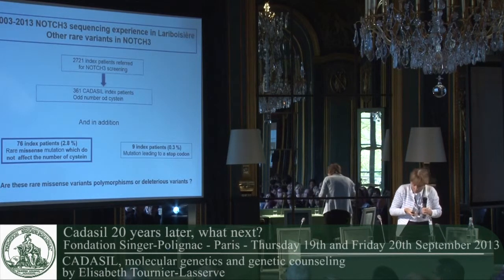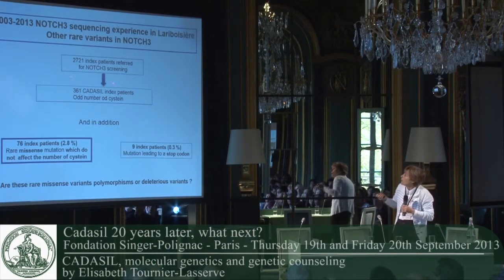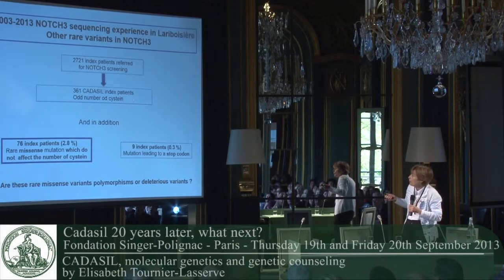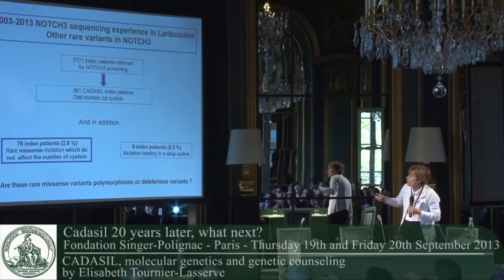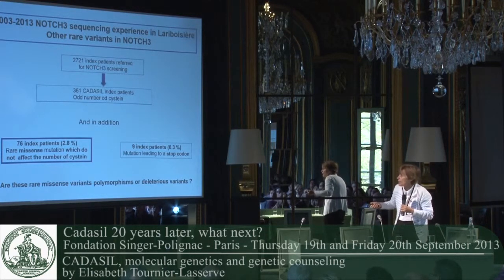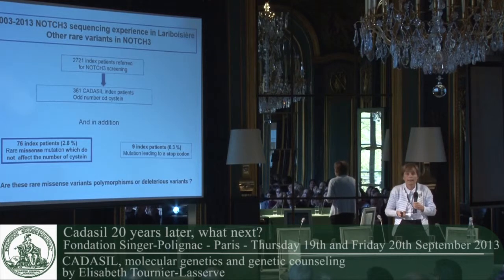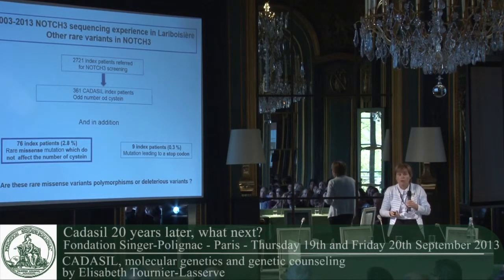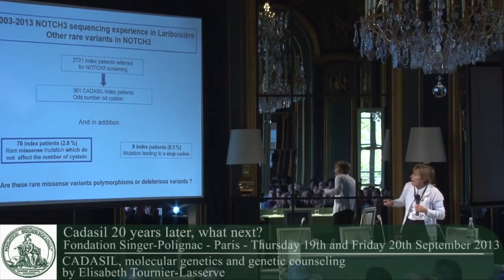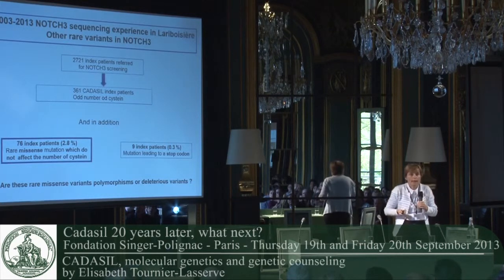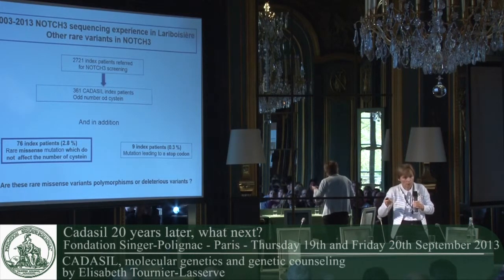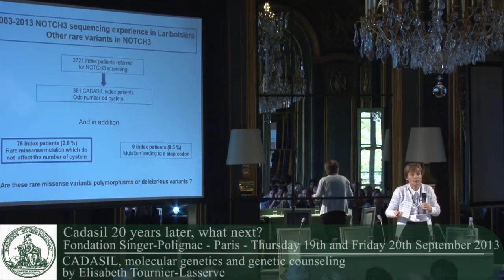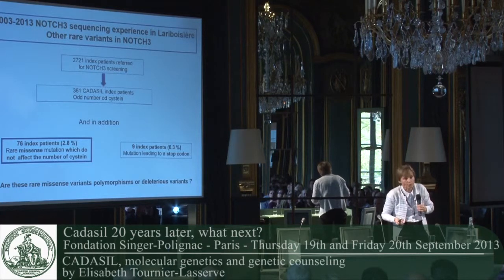So now, the next step. 361 CADASIL patients, but we also have in this cohort 2.8% of patients who have a rare missense mutation within NOTCH3, which does not affect the number of cysteine residues. And when I say rare, I mean mutations that are completely absent from databases, or at least have a frequency below 1 in 2,000.